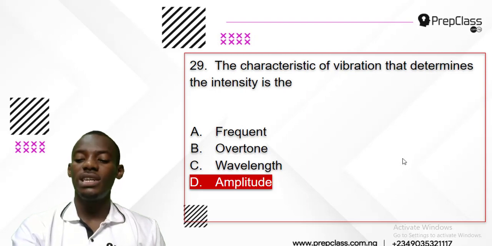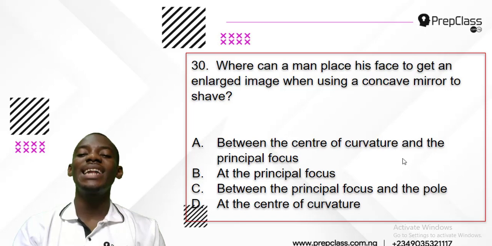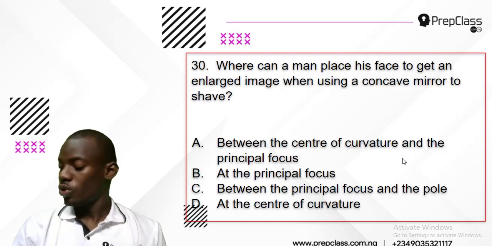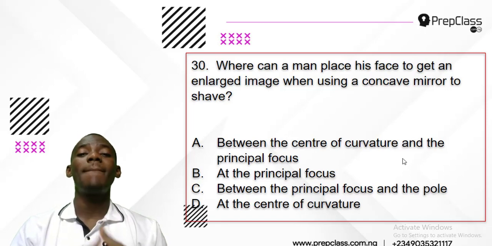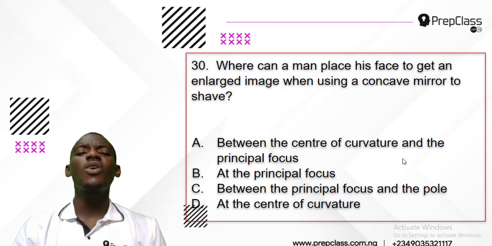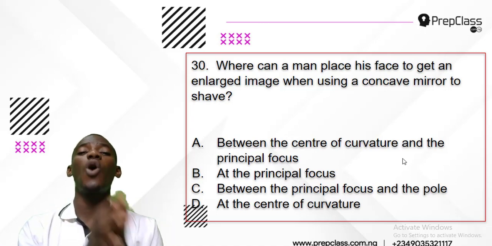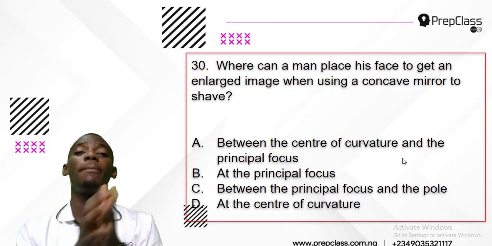The answer was D. Number 30 says, where can a man place his face to get an enlarged image when using a concave mirror to shave? We know a concave mirror produces different kinds of images. Some are diminished, some are magnified, and the word enlarged means magnified. That's a bigger image. Under mirrors, we were taught different object positions and the different images formed by those positions.